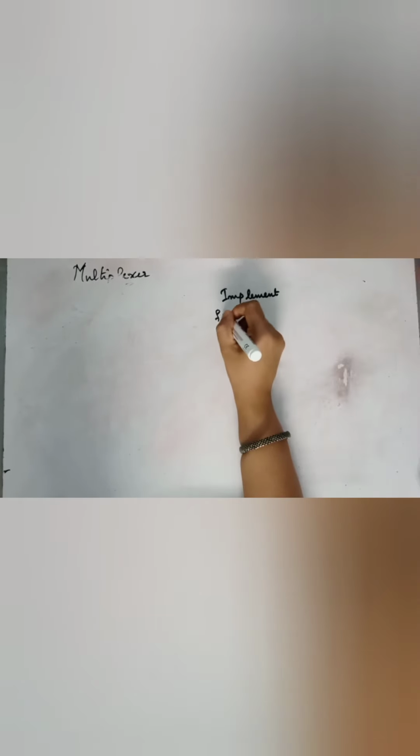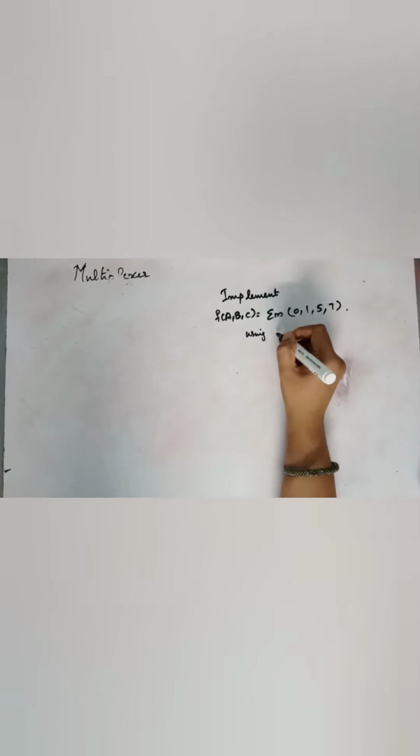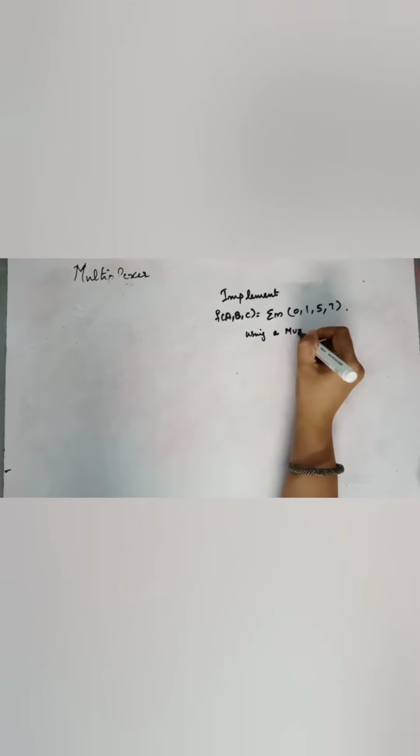Like, implement a function of ABC equal to sigma m, say 0 1 5 7, something like this. So from this question we should implement it using a mux IC. Okay, they have not specified the name of the mux IC, just mux IC. So we have to decide which is the mux IC since it's not given.